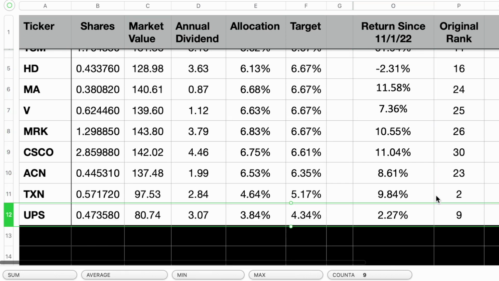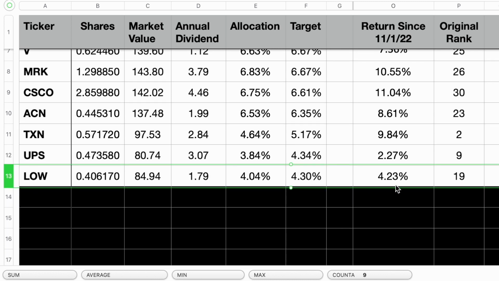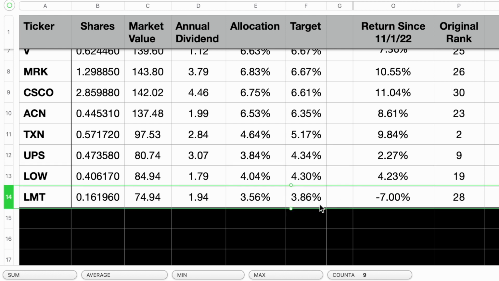Position number 11 is UPS, that started with a 4.34% allocation and is up 2.27%. Position number 12 is Lowe's, that started with a 4.3% allocation and is up 4.23%. Position number 13 is Lockheed Martin, that started with a 3.86% allocation and is down 7%.